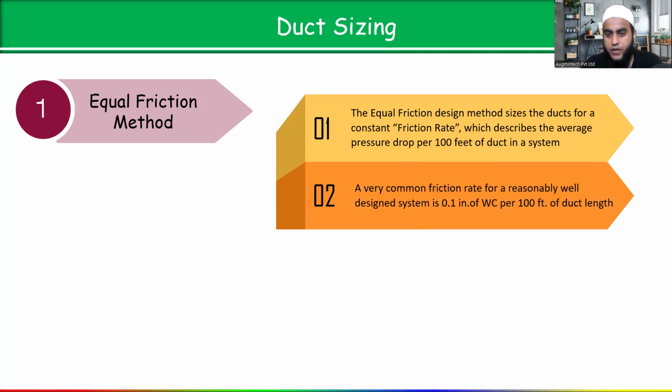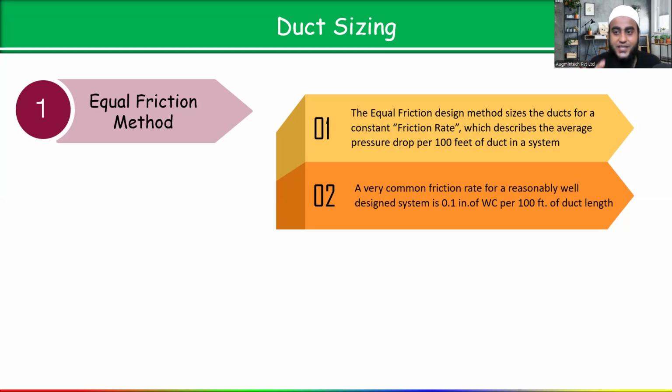Okay. A very common friction rate for a reasonably well-designed system is 0.1 inch of water column per 100 feet of duct length. It means what? At every 100 feet of duct length, the friction loss value which we have to consider is how much? 0.1 inch of water column.